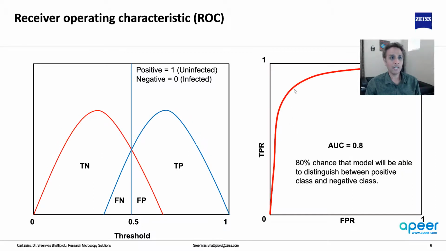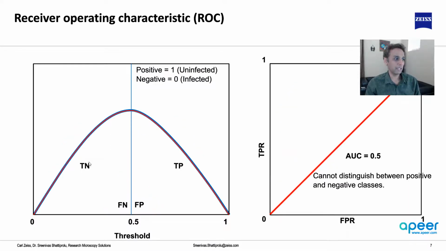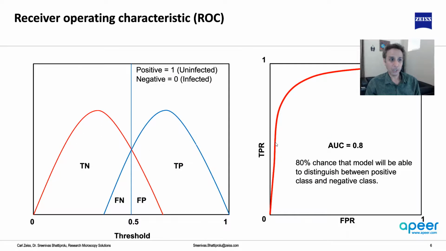If your area underneath the curve is less than 1, like in this case 0.8, that means there's an 80% chance that the model will be able to distinguish between these two. Okay, now let's make this a bit worse, meaning both are overlapping. I cannot distinguish. There is no threshold. By the way, my threshold can be down here, it can be up here. This is just the curve for my model.